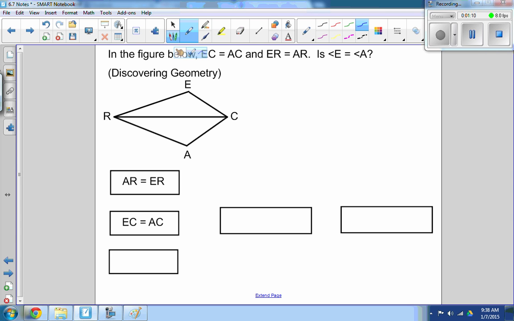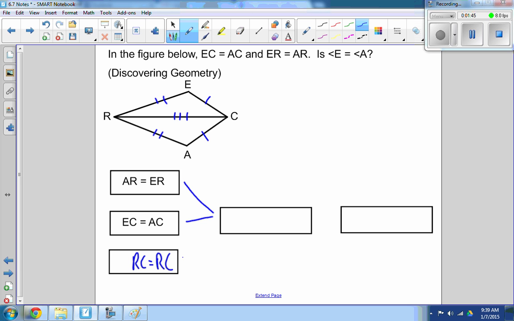So in this figure, we're given EC is congruent to AC, and we're also given ER is congruent to AR. And we're going to find out, is angle E congruent to angle A? So we've got AR equals ER, EC equals AC, and then we're going to say RC equals RC. Now, I don't need to go through the reason why I can say RC equals RC in this particular example, but we know it's true because of the reflexive property.